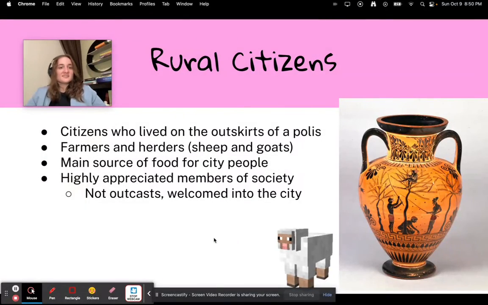All right, so rural citizens, can't forget about them. They're citizens who lived in the outskirts of the polis. As you could probably guess, most of them were farmers and herders, especially of sheep and goats. They were pretty much the backbone of the city because they sourced the main food supply for the city to live off of. And they weren't unseen because of that. They were really highly appreciated as citizens and members of society. They were not treated like outcasts, and they were very much welcomed into the cities. Here's a vase of some people picking olives, and somebody's chilling up in the tree picking olives.